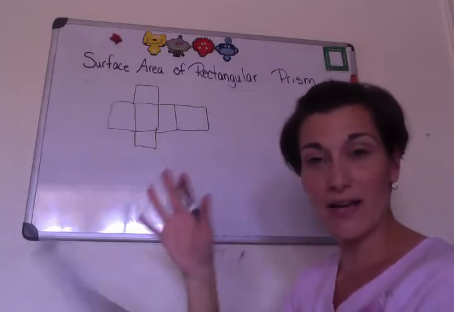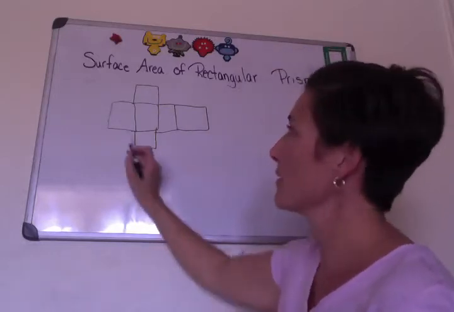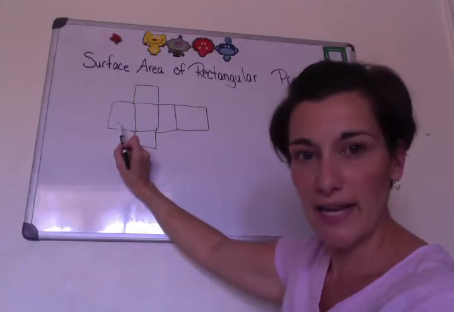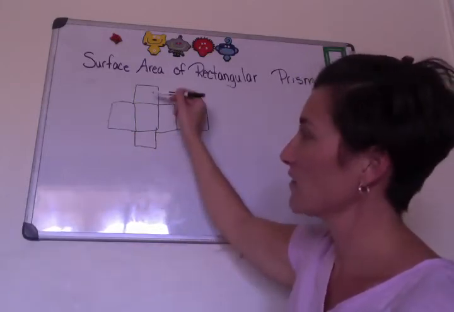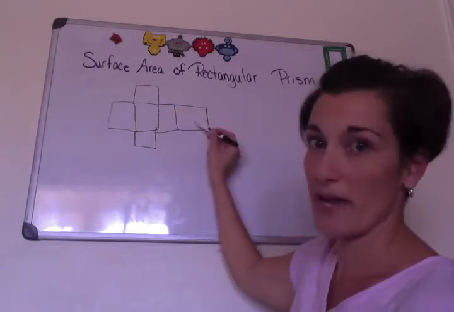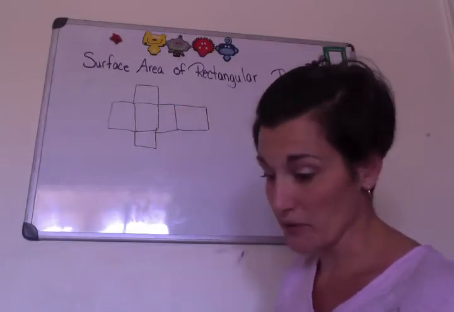Okay, so here's my box. It's all unfolded. So remember, this is going to be like the side that comes down. This is going to be the same side on the opposite. This will be my front and my back, my bottom and my top. But they're going to give us some numbers, so let me write those down.